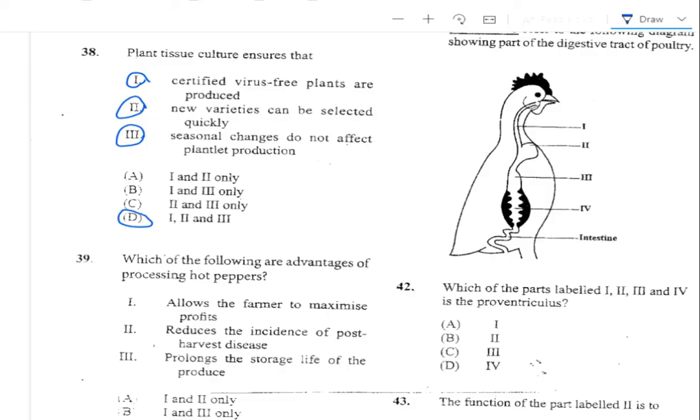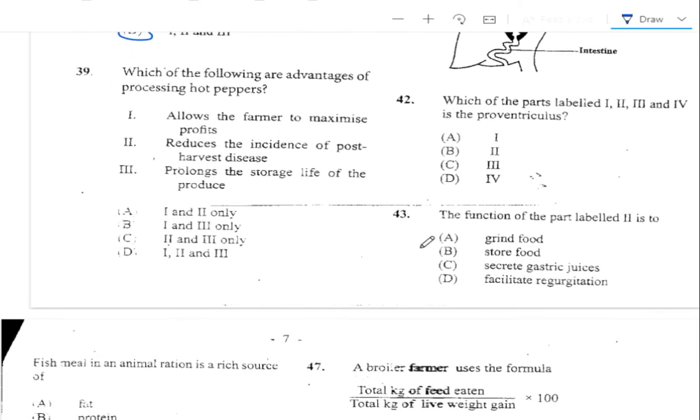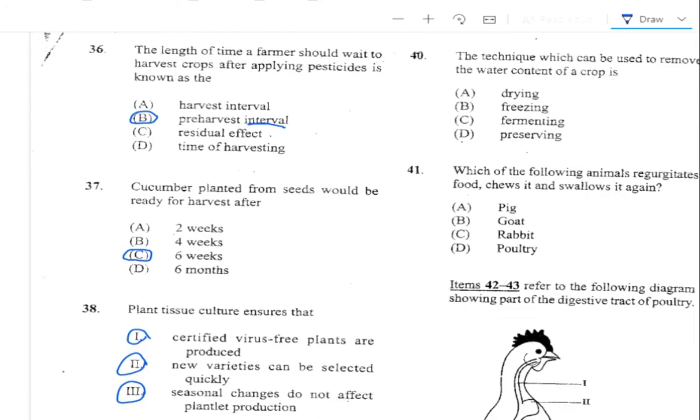Alright, question number 39. Which of the following are advantages of processing hot pepper? 1. Allows the farmer to maximize profit. Yes. 2. Reduces the incidence of post-harvest diseases. Yes. 3. Prolong the storage life of the produce. Yes. So the answer is D, all 3. Alright, question number 40. The technique which can be used to remove the water content of a crop is A, drying. Alright, the answer is A, drying.